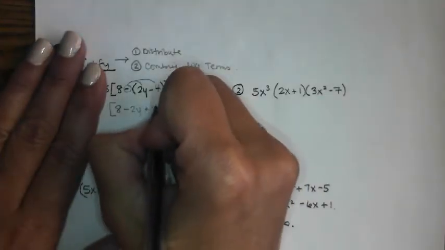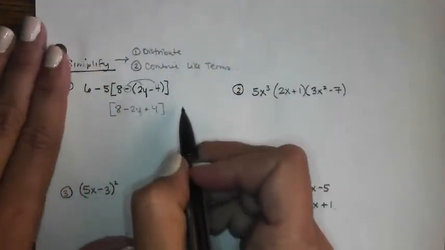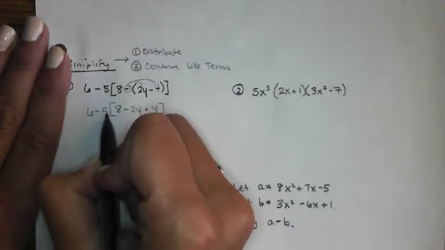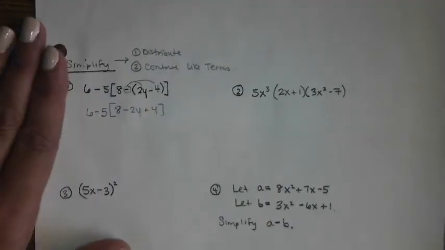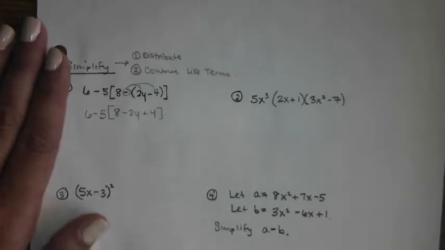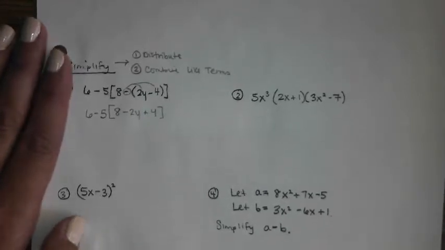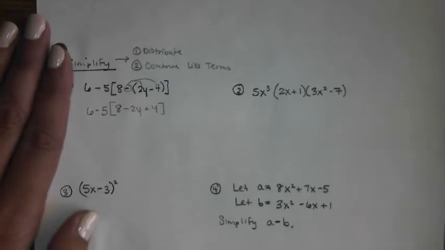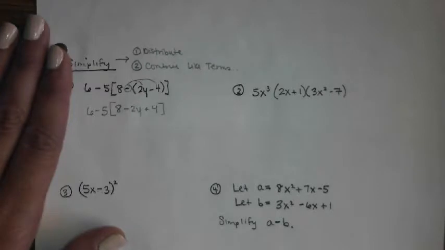Becomes plus 4. Very good. Okay, so we did distribute there, and the 6 minus 5 on the outside remains the same. What would you do next, Nathan? Who's Nathan? Okay, Nathan, what would you do next? Very good. Distributing the negative 5.